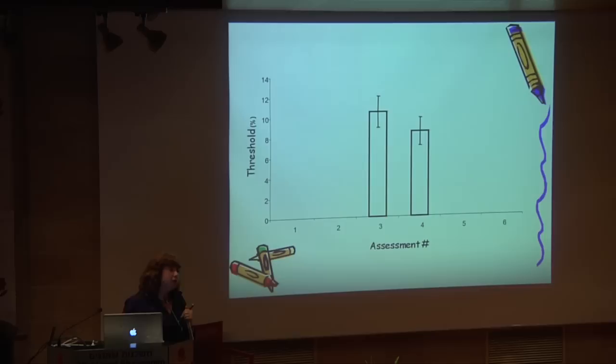If you measure the threshold, because it is a psychoacoustical test, you can measure how large the difference in frequency should be for a person to do 80% correct. So it comes out, this is the average of, I don't know, like 80 students. It is about 10%, and if you do it a second time, it is 10%.